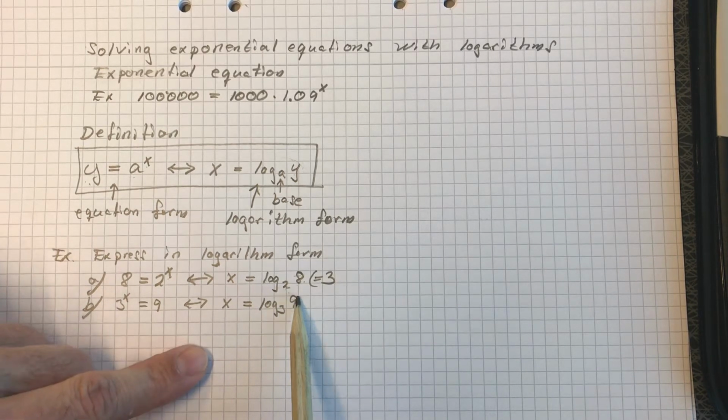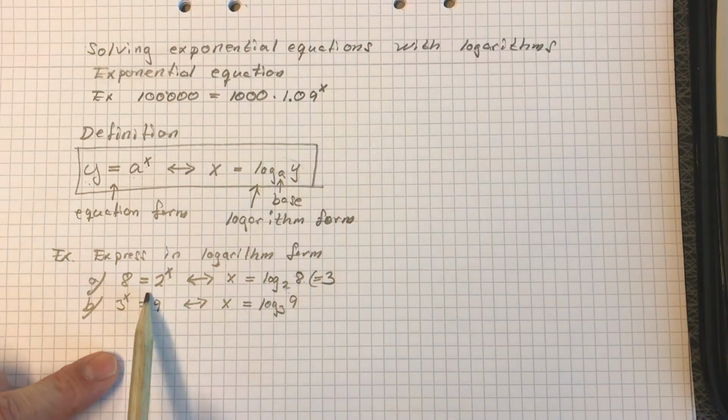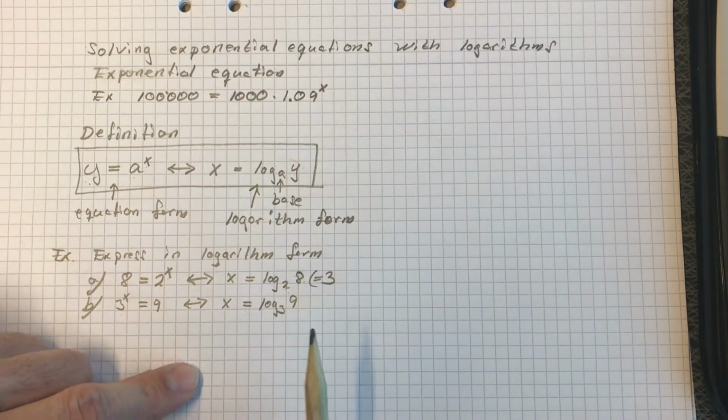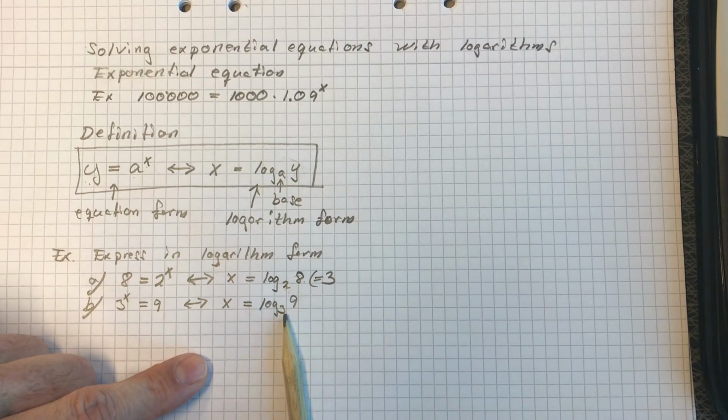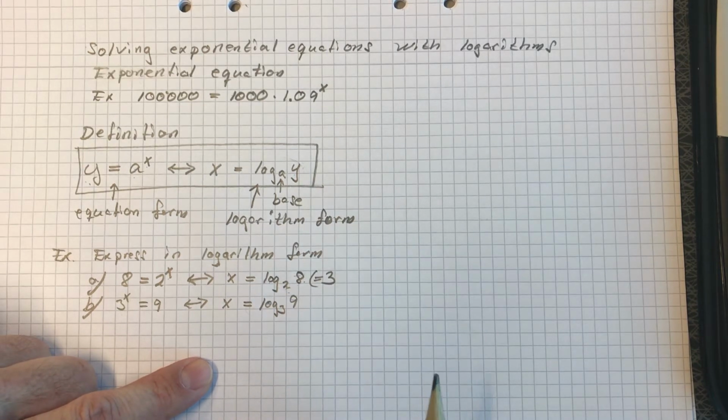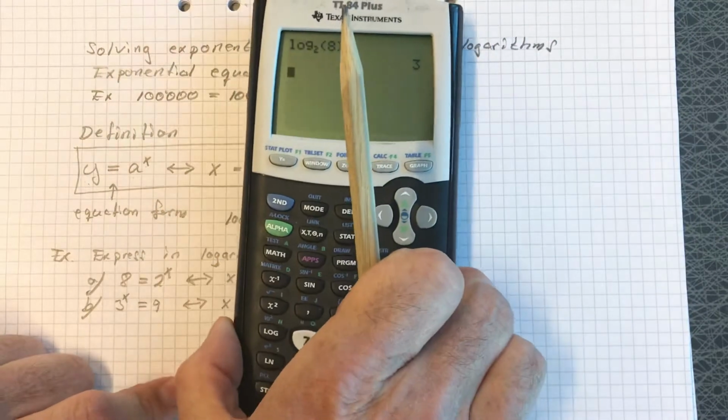So, if you see this, then you should think that this is a number, the number that you will put in the exponent with the base 3 for it to become 9. Well, 3 to the power of 2 is equal to 9. Therefore, this is 2. Let's check with a calculator first.